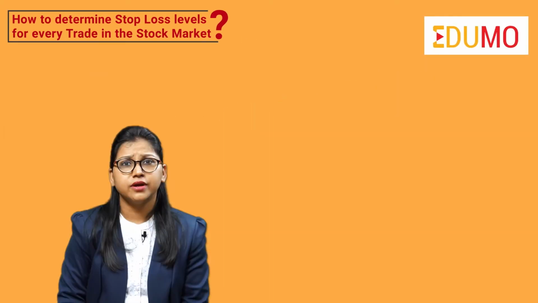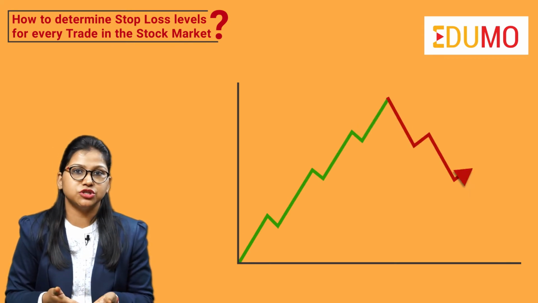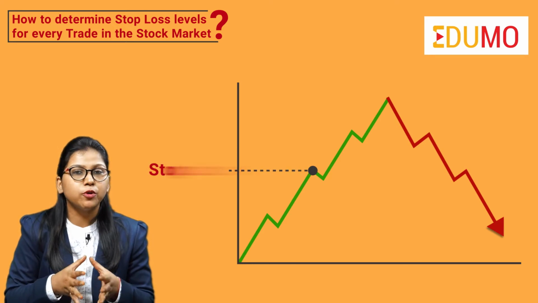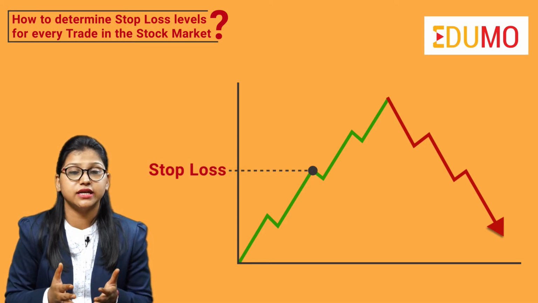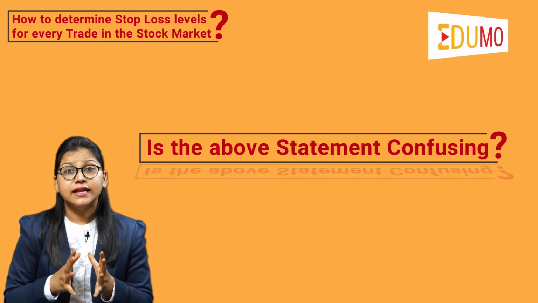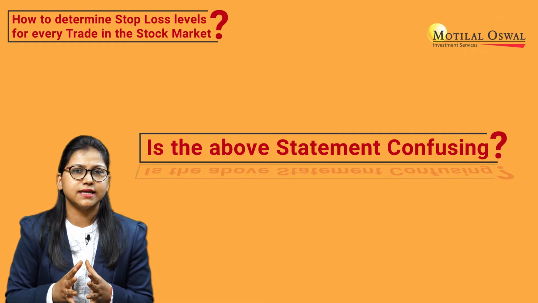Hello everyone. When we want to close our open position at a particular price, then we need to specify this stop loss price at which our order will get executed. Is the above statement confusing? Well, let us understand this by taking an example.